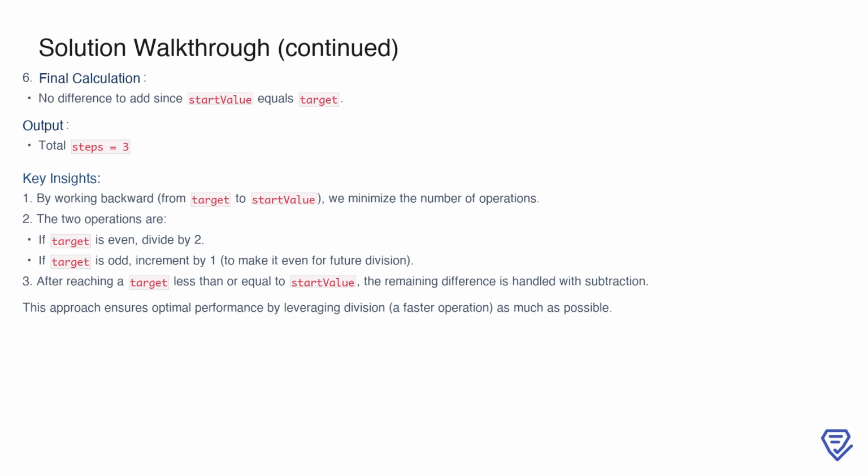The key insights here are that by working from target to start value, we minimize the number of steps. When the target is even, we divide by 2, and when it's odd, we increment it by 1 to make it even. Finally, any remaining difference is resolved with subtraction. This approach ensures we perform the minimum number of operations while taking advantage of faster division where possible.